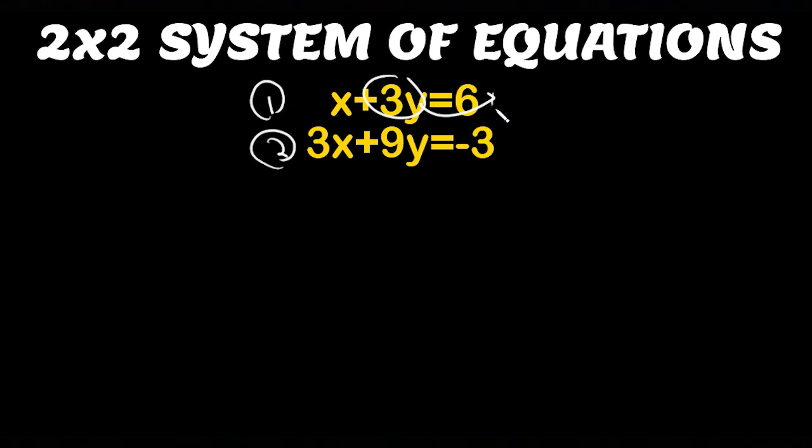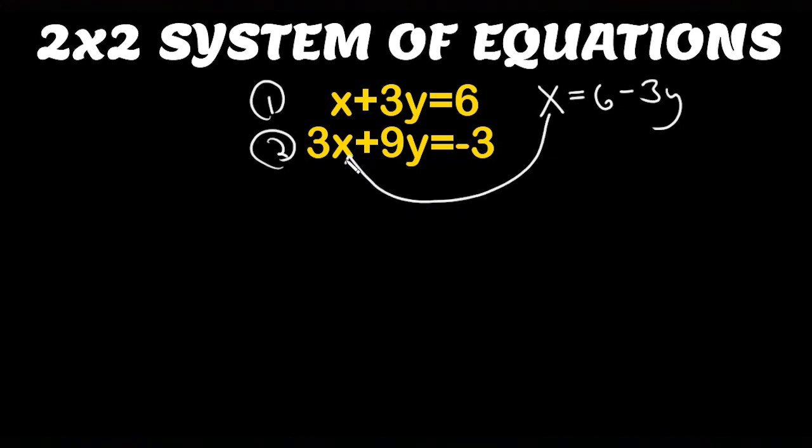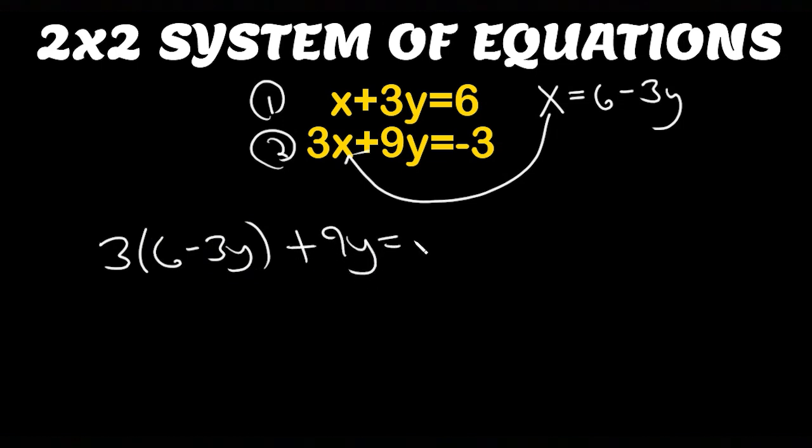To do that, we'll have to minus 3y. So we're going to rewrite the equation. It's going to be x is equal to 6 minus 3y, right? And now we're going to go ahead and take this x and plug it into this equation here, okay? So we're going to have 3 times, here's my x, it's going to be 6 minus 3y, close it, plus 9y equal to a negative 3.